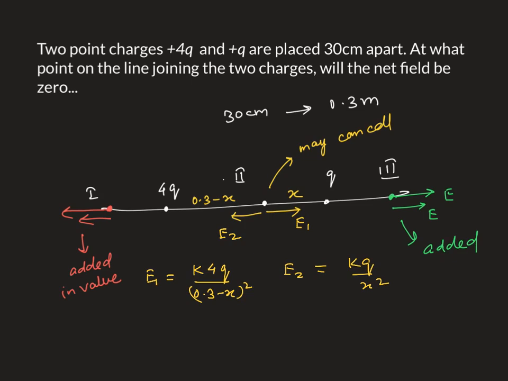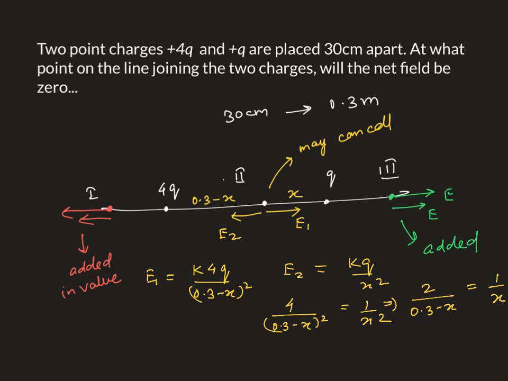Now since we are talking about a possibility of cancellation, E1 must be equal to E2 in value obviously, and if we equate these two, we will have 4 upon 0.3 minus x squared equals 1 by x squared. Now we are not going to cross multiply this, that is going to be a waste of time. What we do is we take simple roots. 2 upon 0.3 minus x equals 1 upon x. Now I know that there is a possibility of a plus minus here, but the minus will not satisfy, that has a reason, we'll discuss sometime later on. That is a mathematical part of it.